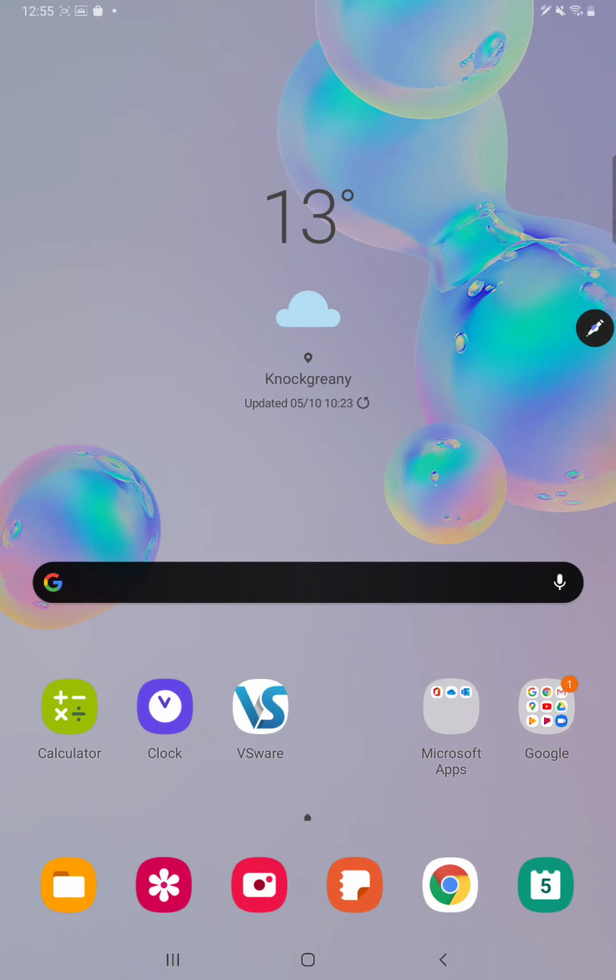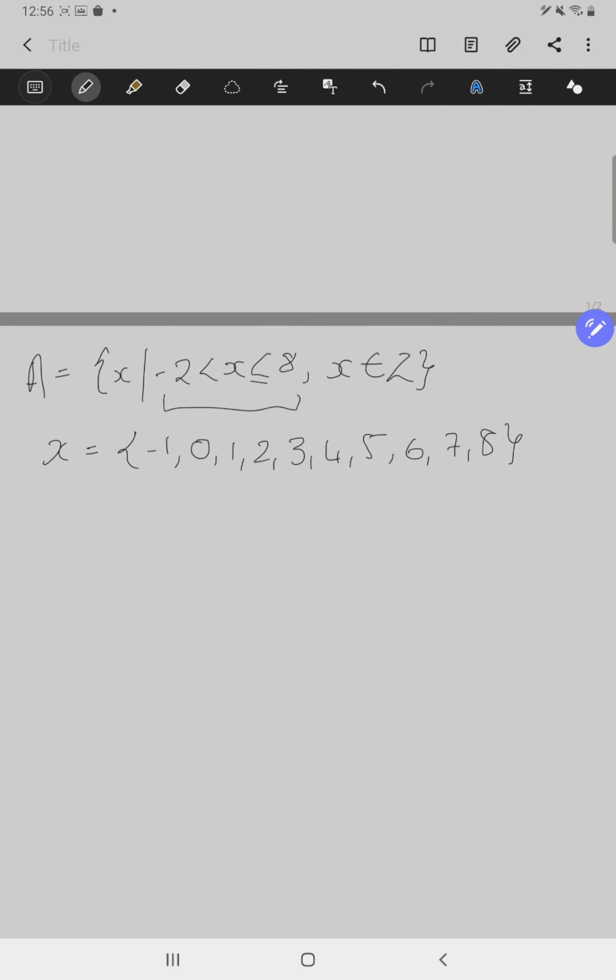Now, once you have your elements for X listed, check back up here to see was there anything more you needed to do to get the elements for A. So A is X, so that means the elements for A are also those elements.